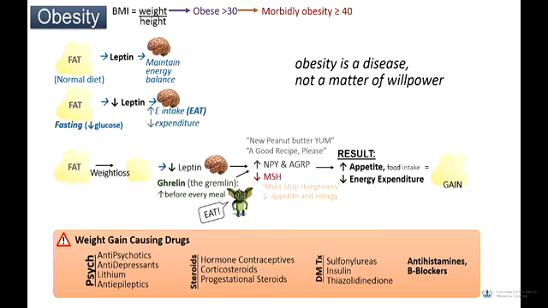It's also important to remember before we go on to start talking about treatment that there are some drugs that can cause weight gain. Psychiatric drugs include antipsychotics, antidepressants, lithium, and anti-epileptics. Steroids include hormone contraceptives, corticosteroids, and progestational steroids, and then Vivian discussed some of the diabetes treatments that can also cause weight gain, as well as antihistamines and beta blockers.